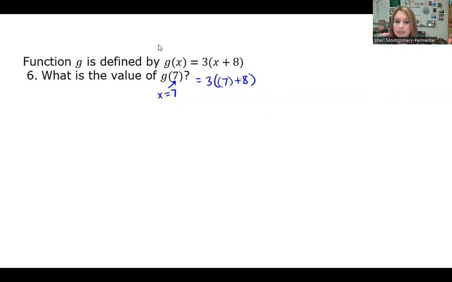What's 7 plus 8? What is 15 times 3? What's 15 times 2? 30, and then add 15. 45. So g of 7 is 45. And that's how you do all those. You just plug in whatever the value is.